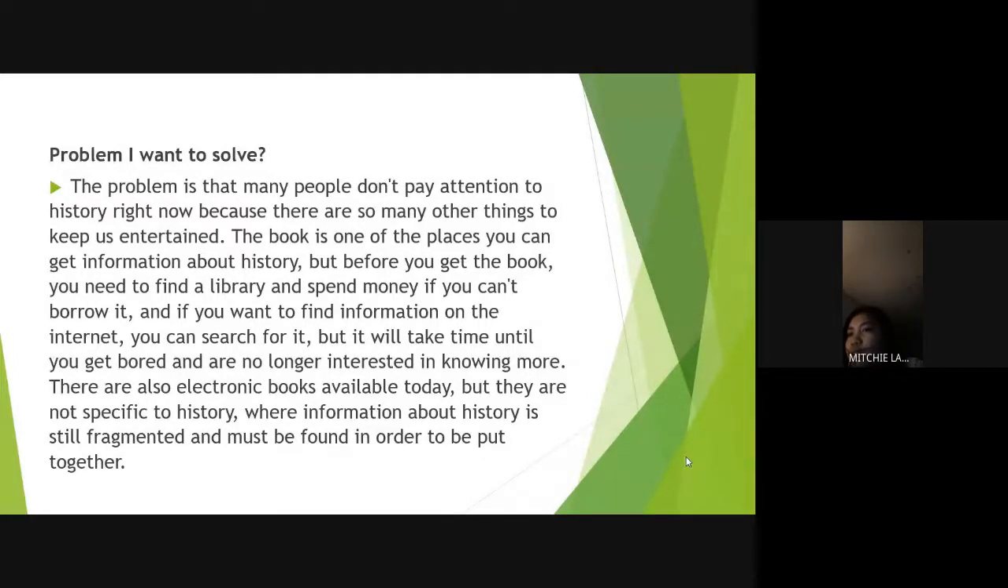There are also electronic books available today, but they are not specific to history, where information about history is still fragmented and must be found in order to be put together.